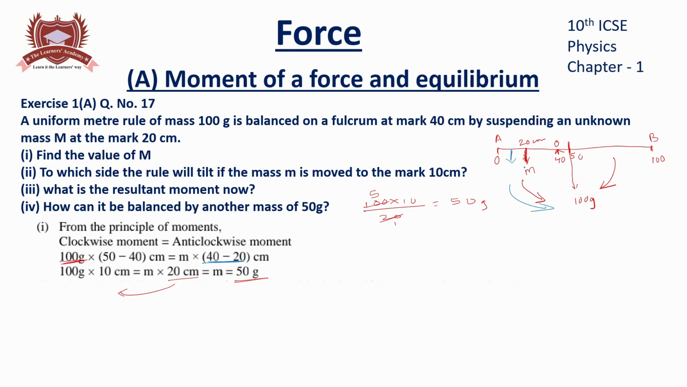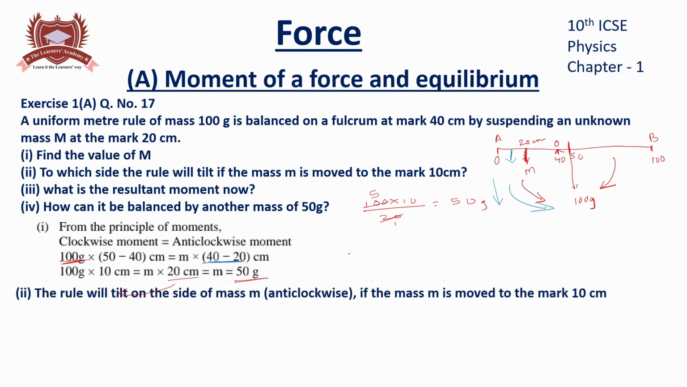So it would tilt in this side. So point A नीचे चला जाएगा. Okay. So the rule will tilt on the side of the mass M, that is in the anti-clockwise direction.